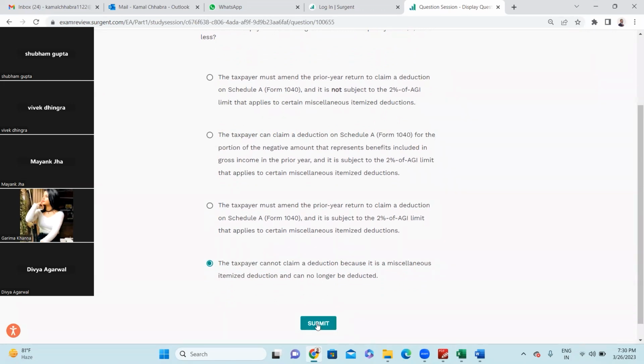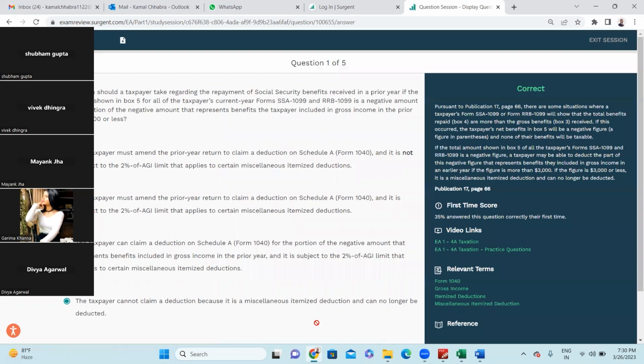Will we hit submit? Let's see what it is. Yep, that's correct. Per Publication 17, there are some situations where a taxpayer's Form SSA-1099 and RRB-1099 will show that total benefits repaid are more than the gross benefits received. If this occurs, the taxpayer's net benefit in box 5 will be a negative figure, right? And none of their benefits will be taxable.